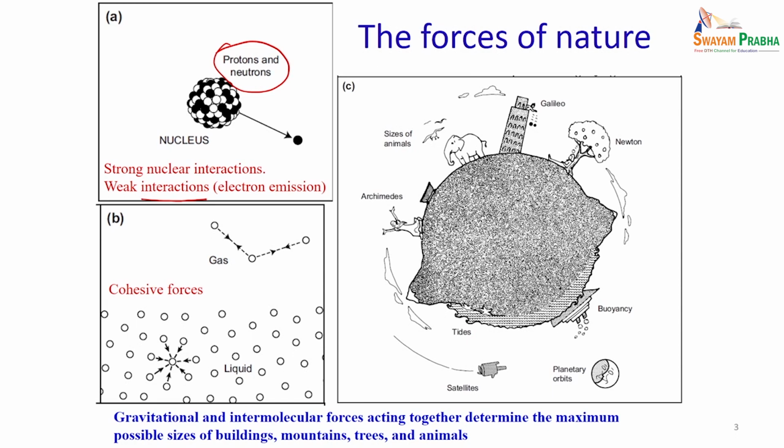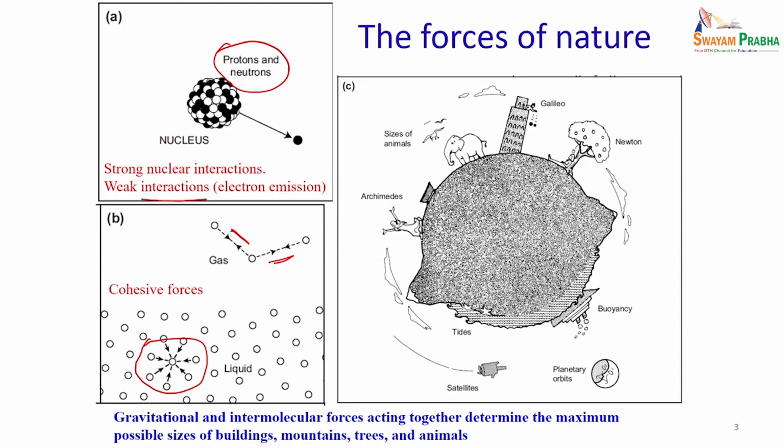Another example is gas and liquid. In the case of gas, they have a sort of repulsive energy, so they live in the gaseous phase. But when they try to attract each other, the cohesive forces start working there, so the gas condenses to the liquid. In the liquid they are attracted together, but in the gas at the same time they are experiencing the repulsive forces.